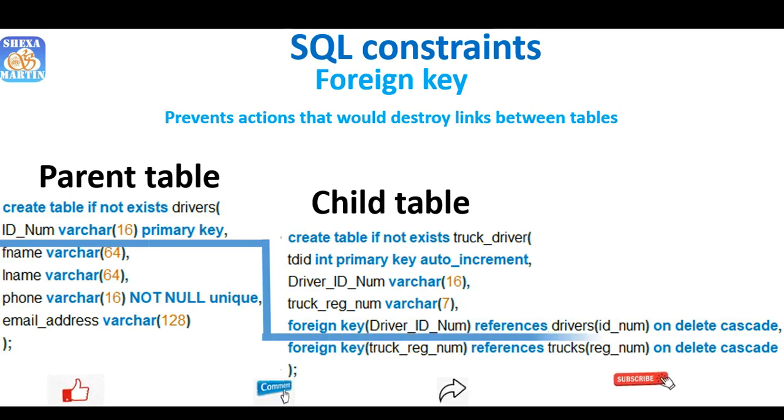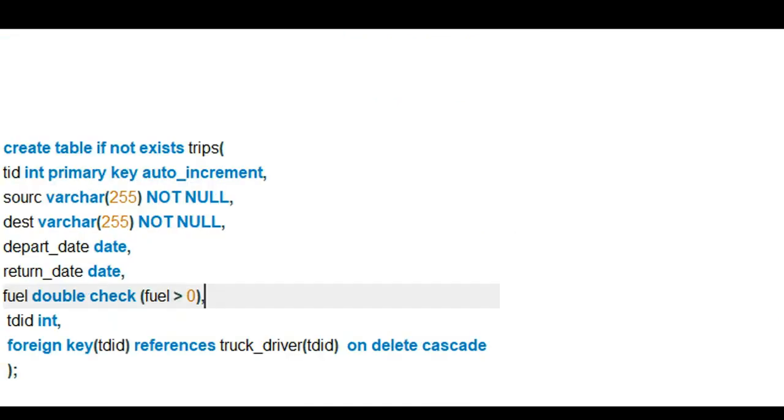So you can see that this child table, truck driver, has two foreign keys, and these two foreign keys are used to link two tables. Therefore, we have our relational database.